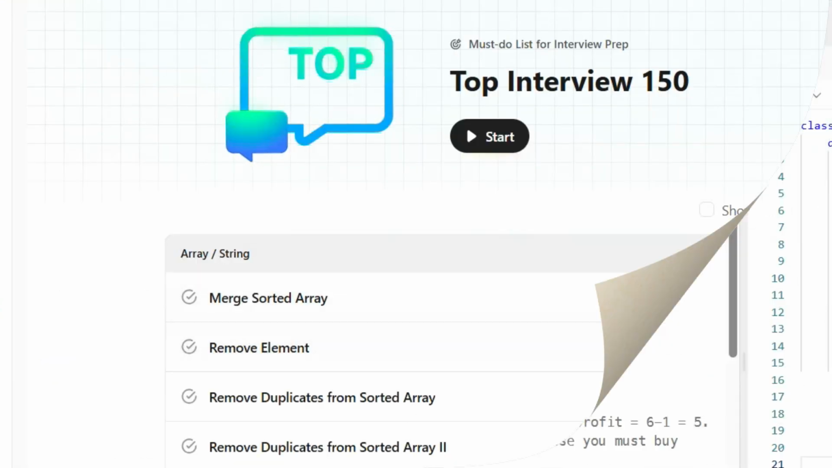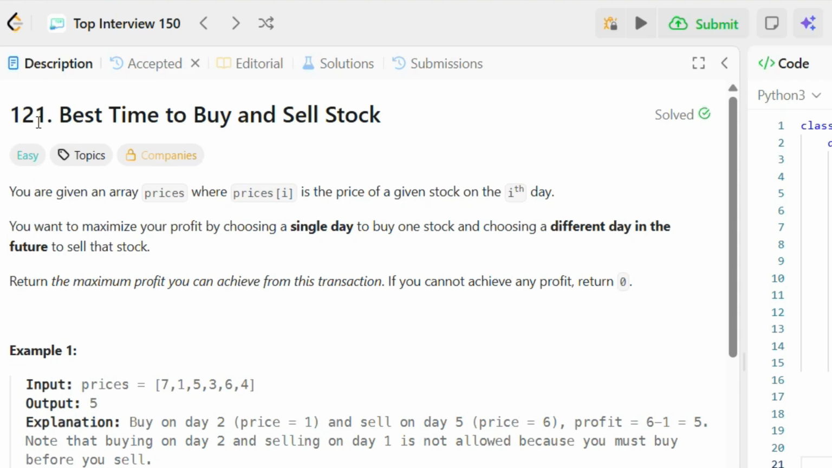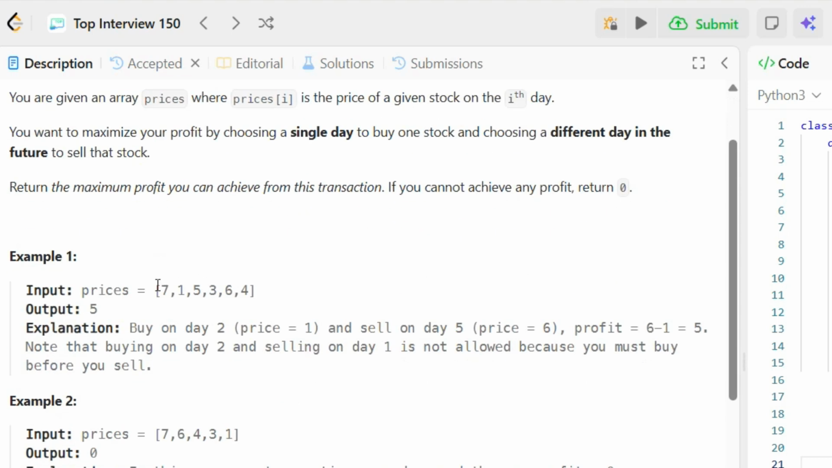So now you can see LeetCode 121, best time to buy and sell the stock. You are given an array of prices where the ith index tells the ith day. Now we want to identify the maximum profit. You can see, return the maximum profit. How are they going to find the maximum profit?